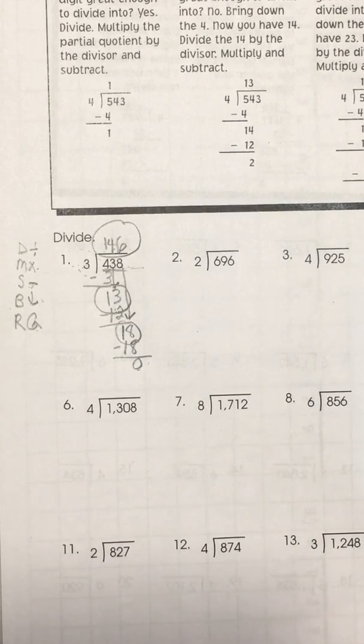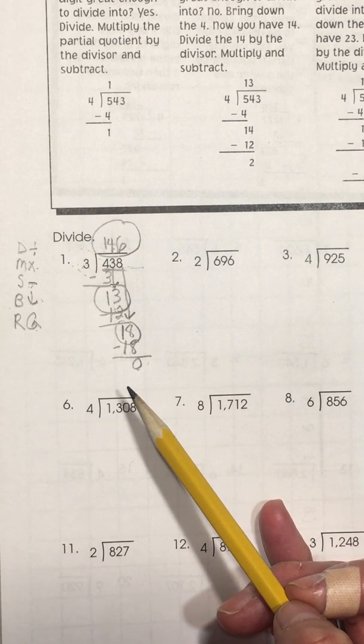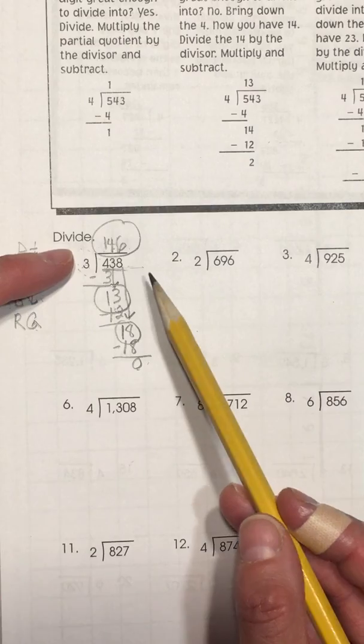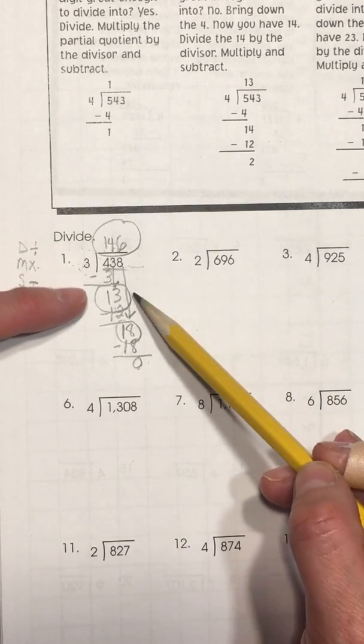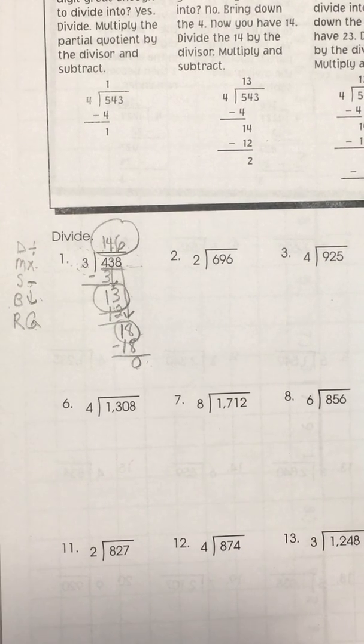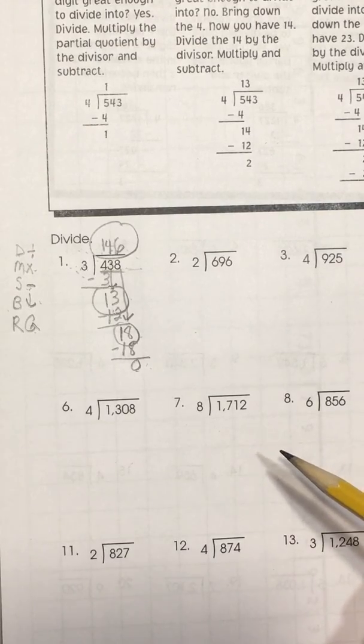So this problem, the first page 7, we only went through the division steps once. Here, we went through the division steps 3 total times. First time, second time, third time. Let's do one more problem from this page, and then I'll show you the answer.